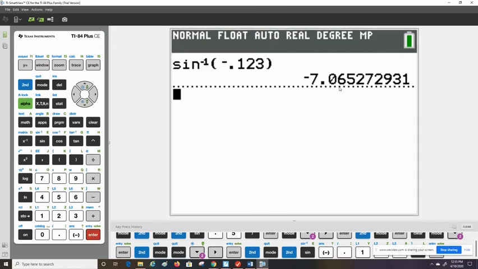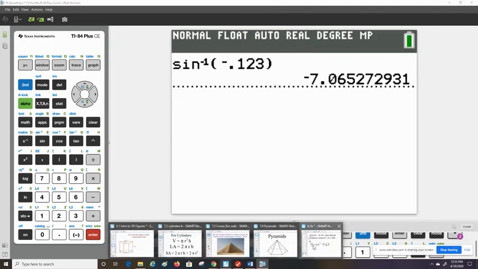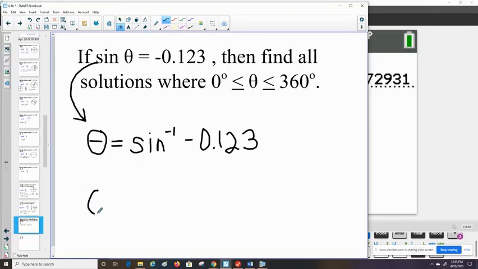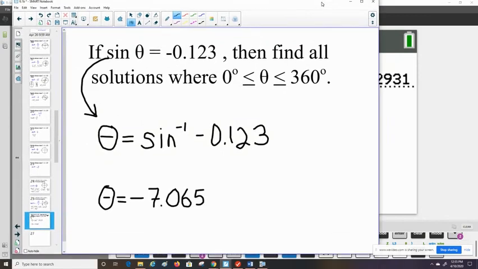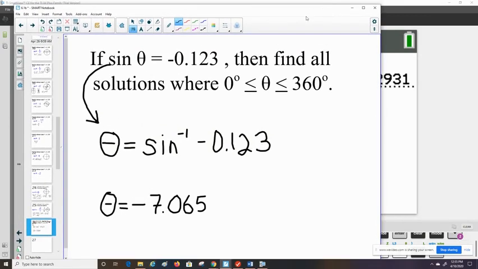So negative 7.065. Remember, way at the beginning of this lesson, we saw that the value that my calculator gives me for this one is always going to be a value between negative 90 degrees and 90 degrees. So actually, the answer that I got from my calculator is not in the range of values that I'm looking for, between 0 and 360 degrees.